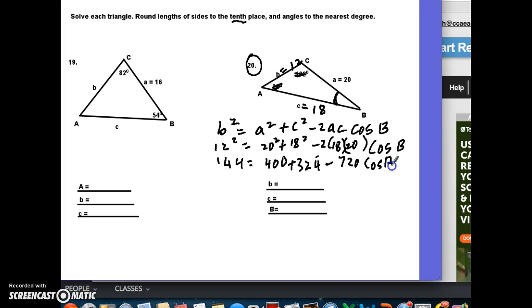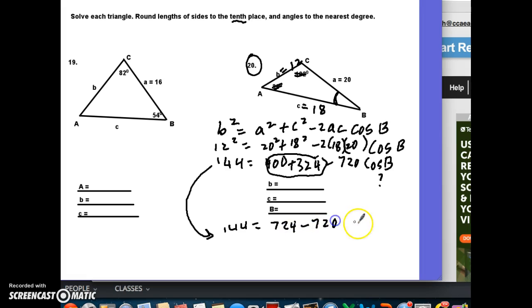All right, the next step now would be to put like terms together, because this right here is like 720 times x, and we want to solve it for this B over here. So let's put the like terms together first. 400 plus 324. I'm going to go down here. 144 equals 400 plus 324, that's 724, minus 720 cosine of angle B.